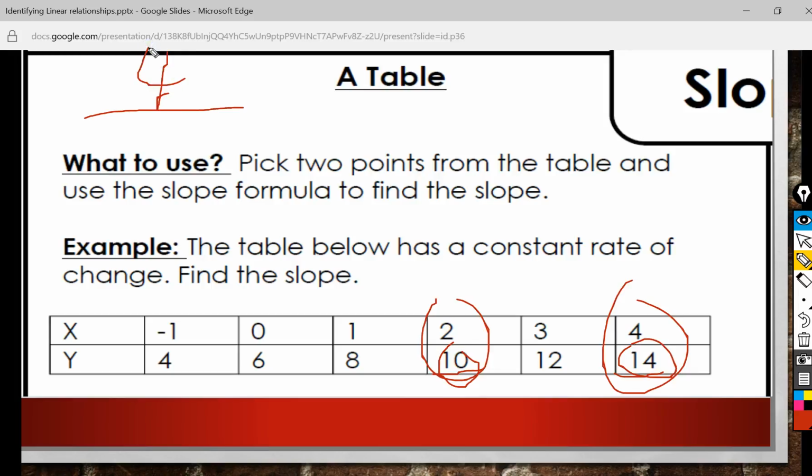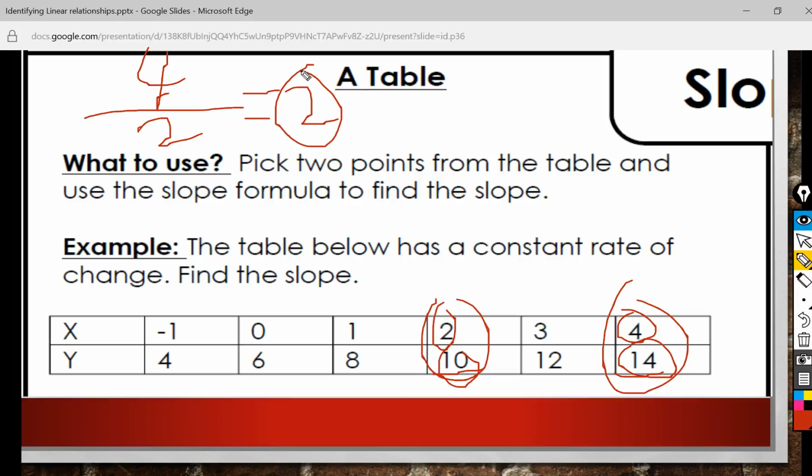Alright, now I'm going to find my change in x's. So now I'm going to use 4 and 2. 4 minus 2 is just 2. So now I have 4 over 2 up here. I'm going to reduce that, and 4 over 2 just equals 2. So the slope of the line that this table represents is 2.